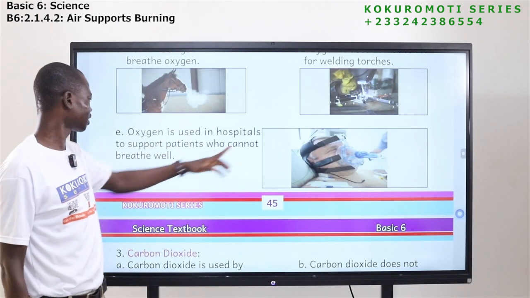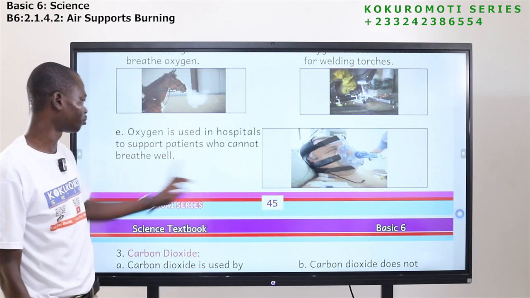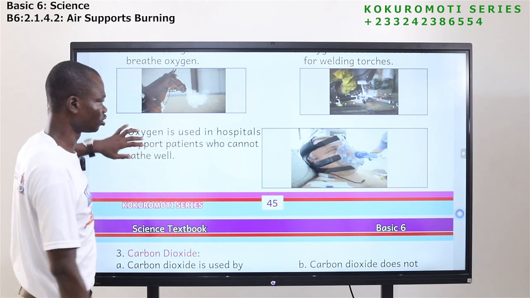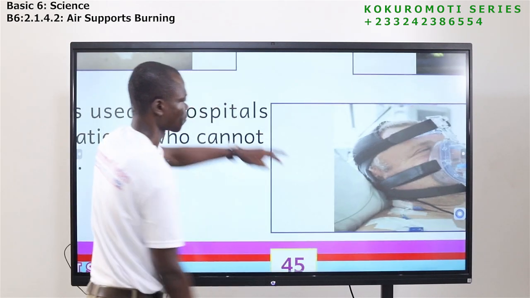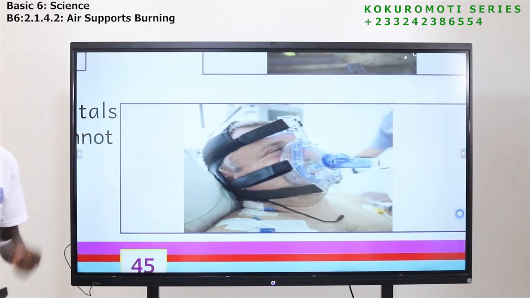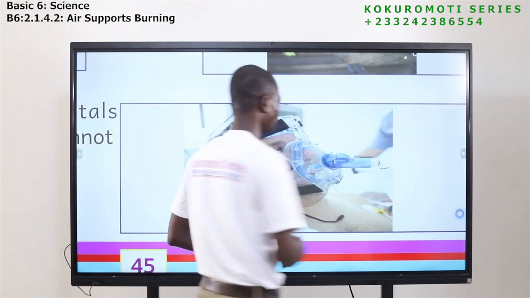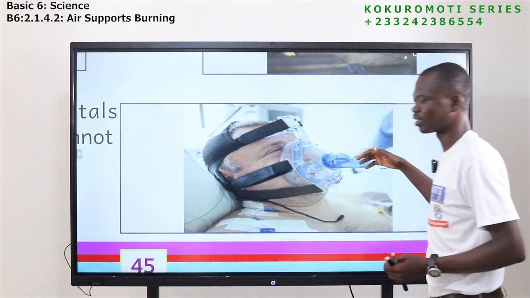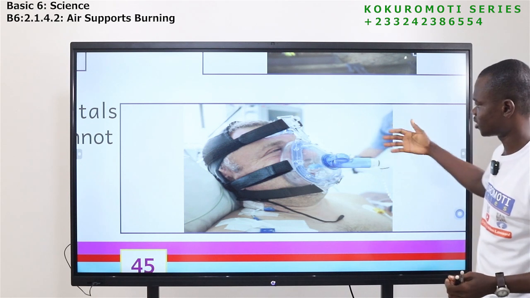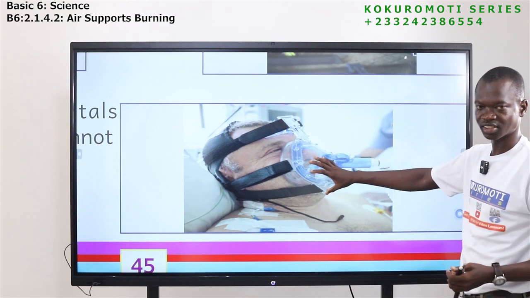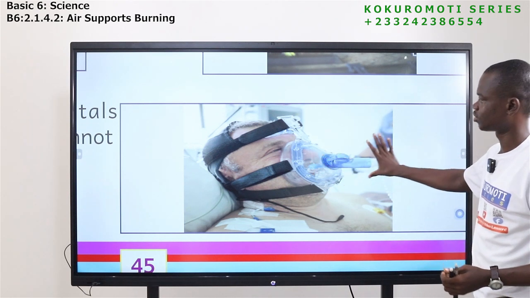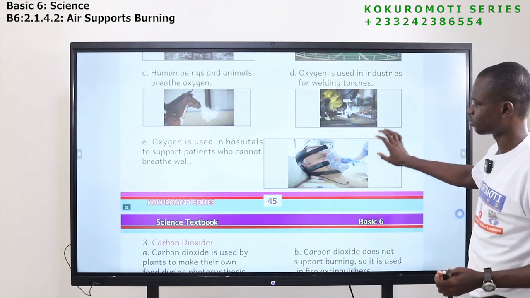Oxygen is used in hospitals to support patients who cannot breathe well. So those who cannot breathe well in hospitals, they give them oxygen. So if you look at this, a patient is here, you see the oxygen. Yes, so oxygen is so important.